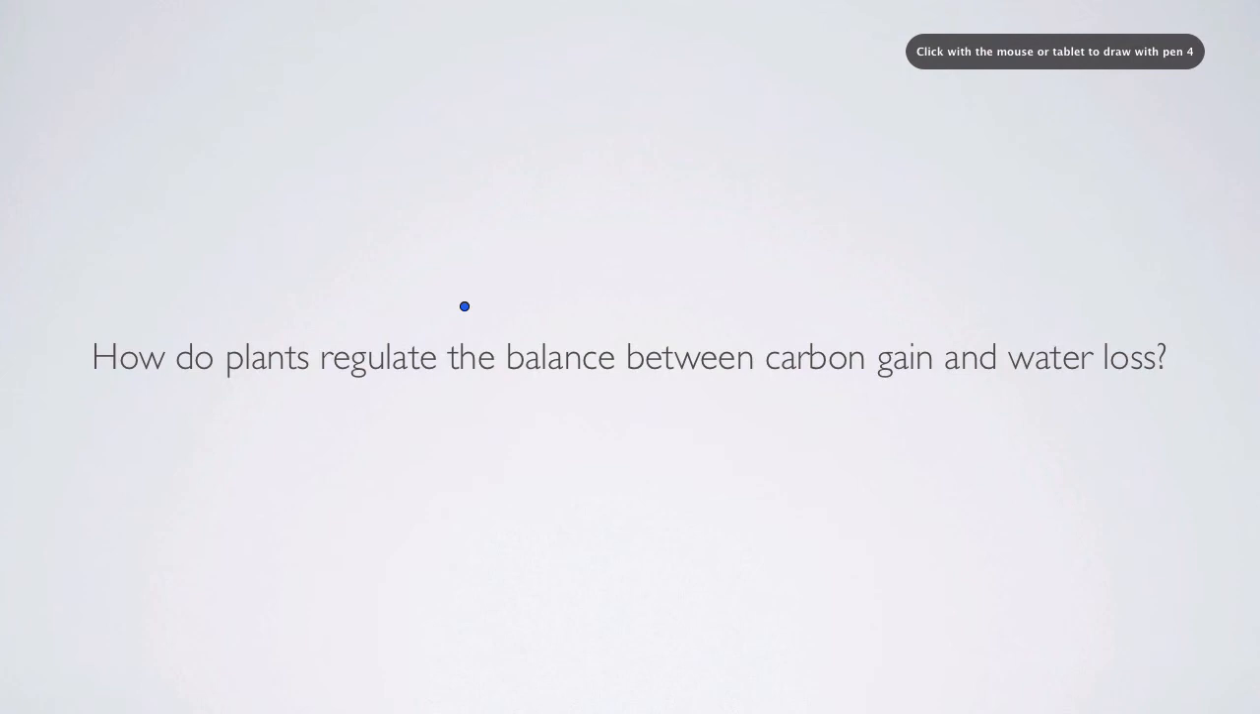How do plants regulate the balance between carbon gain and water loss? If this is such a critical exchange, carbon gain and water loss, how do plants do it, and how does that shape not only the carbon cycle, but as we know, the water and the energy cycles?